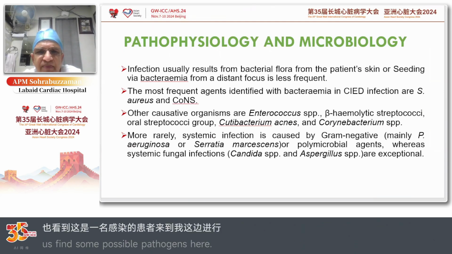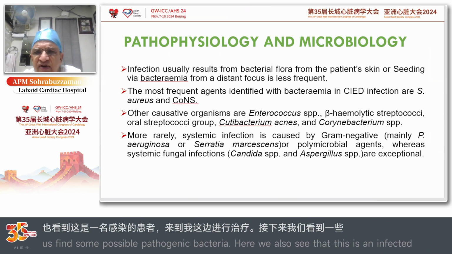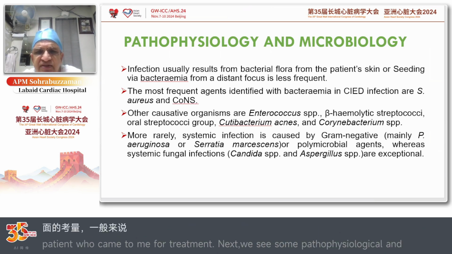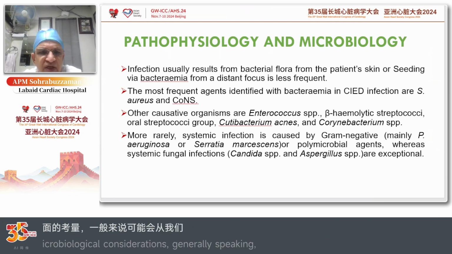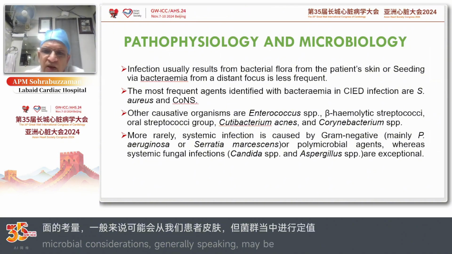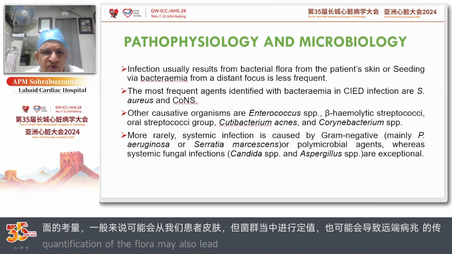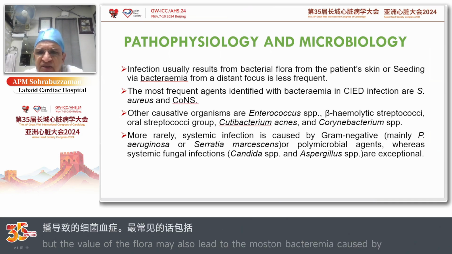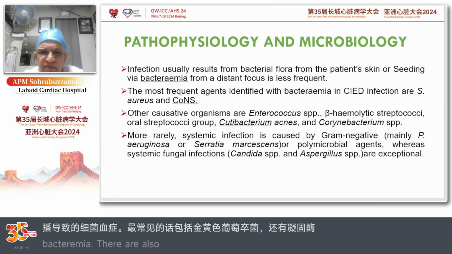management. Pathophysiology and microbiology. Infection usually results from bacterial flora from the patient's skin, while seeding with hematogenous bacteremia from a distant focus is less frequent. The most frequent agents identified with bacteremia and CIED infection are Staphylococcus aureus or coagulase-negative staphylococci. Other positive organisms are Enterococcus species, beta-hemolytic streptococci, oral streptococci group, Cutibacterium acnes or Corynebacterium species.